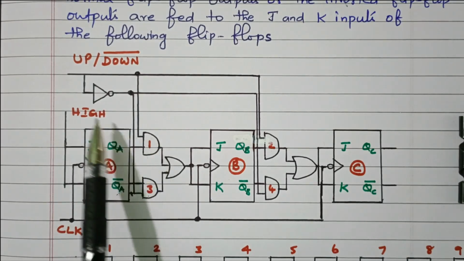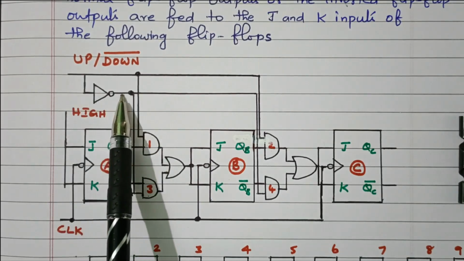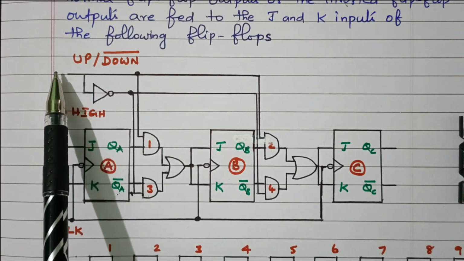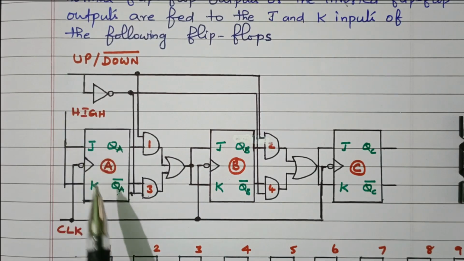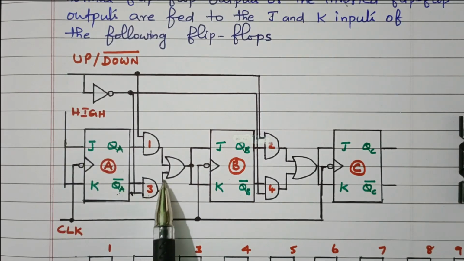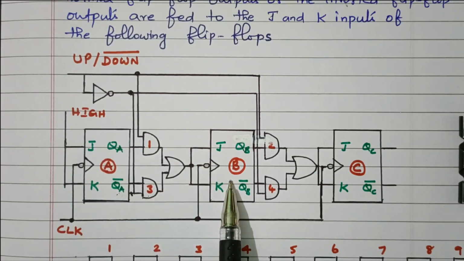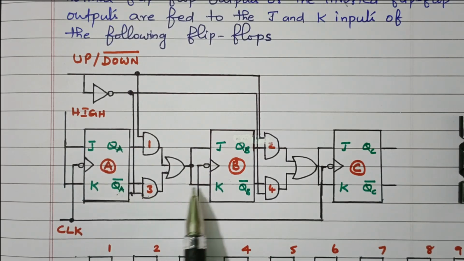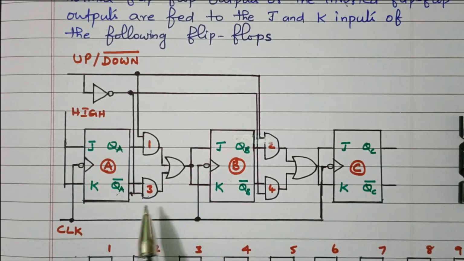So it is deactivated. This 0 is inverted and becomes 1. 1 is applied to the AND gate 3, so AND gate 3 is activated. Now it is connected with QA bar. Right? So if the control input is 0, AND gate 3 is activated, and QA bar is applied to the second stage of the flip-flop so that it will perform the down operation.